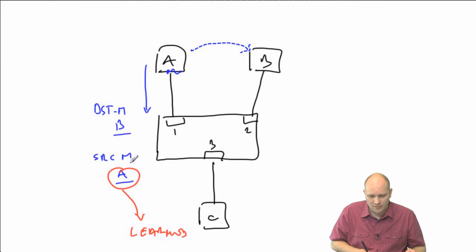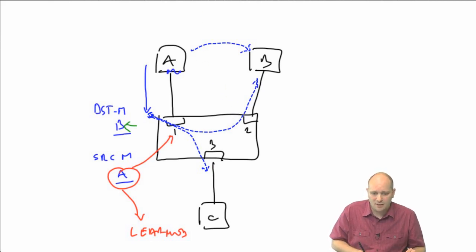We know that MAC address A is available on port number 1, but we have no idea where this B is. So what we are going to do with this traffic is we are going to accept the copy of this frame, we are going to send it towards C, and we are going to send it towards B. B is going to accept this traffic.